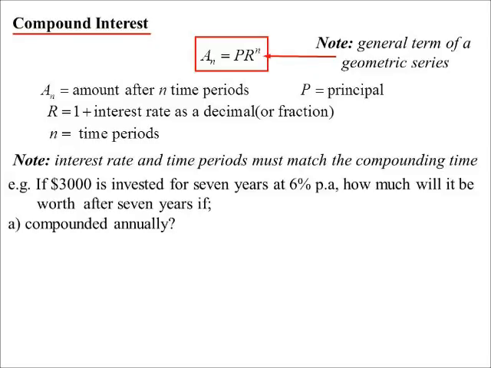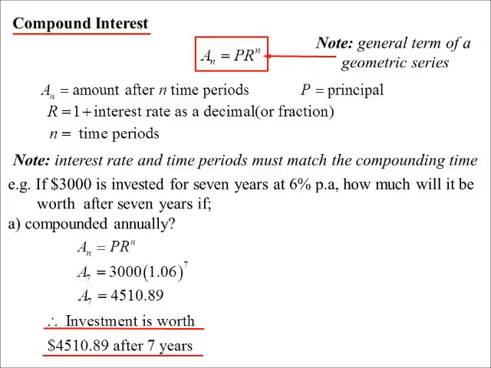So we do that same question, but now we're doing it with compounding interest. So PR to the power of n, 3000 times 1.06 to the power of 7, it grows to 4,510.89. So the actual interest was... what did we start with? 1,510. Yeah, you see you get a little bit more.